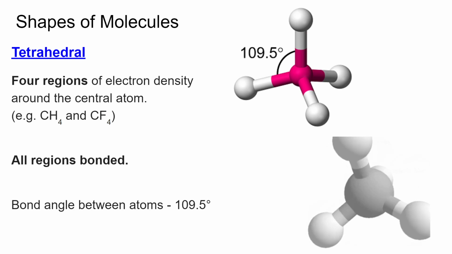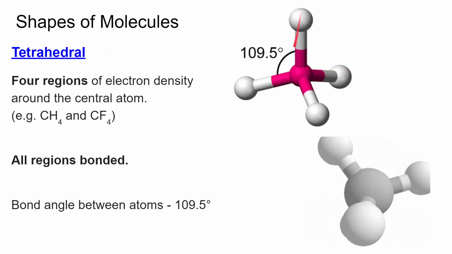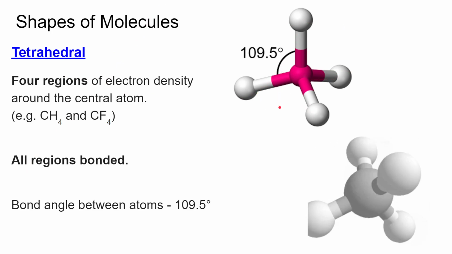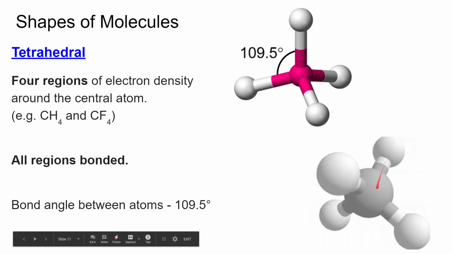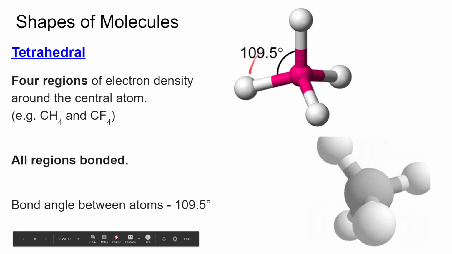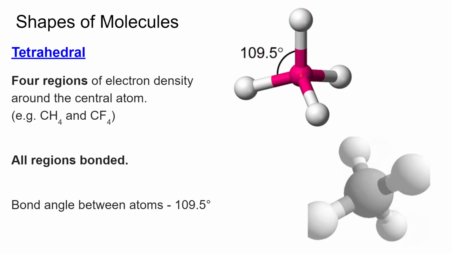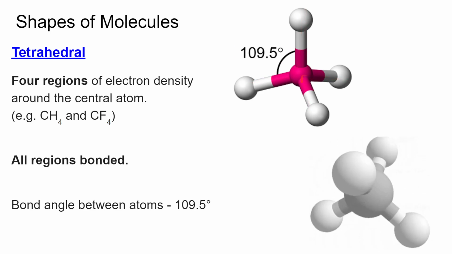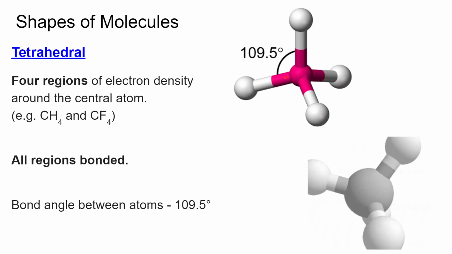Tetrahedral. This is probably the most complicated one we have to learn, because it's four regions. And when four regions try to spread out as much as possible in 3D space, you get something that looks like this. It's not 90 degrees as you might expect. It's 109.5 because they can spread out a bit more once you make the molecule 3D. It looks like this. So you kind of have like a pyramid base with one pointing straight up.